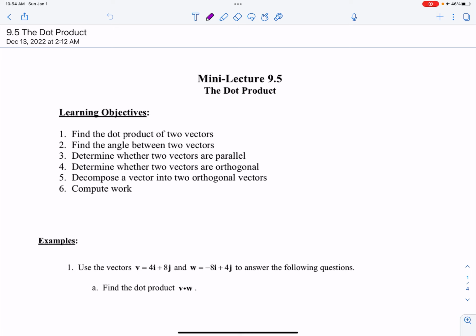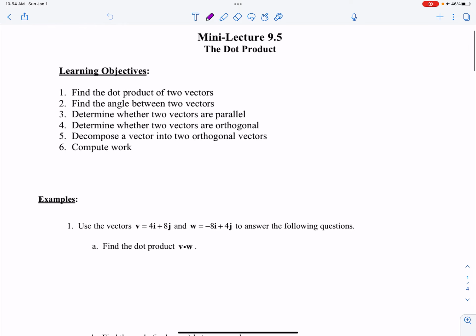Welcome to 9.5. We are going to be looking at the dot product. Some of our objectives are to find the dot product of two vectors, find the angle between two vectors, determine whether two vectors are parallel, determine whether two vectors are orthogonal.